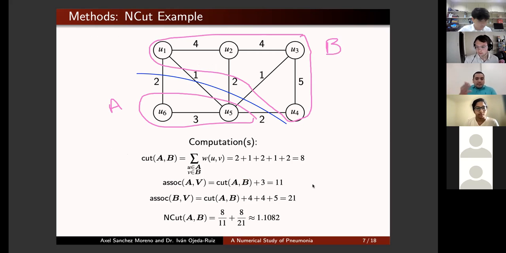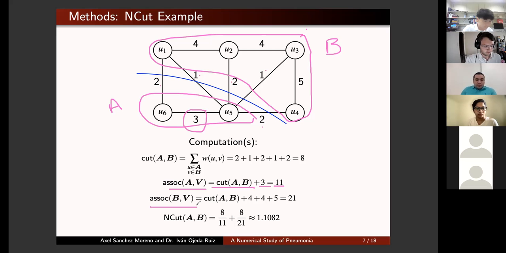All right. So here, the cut between A and B is going to be equal to the sum of all weights between A and B. So here we have 2 plus 1 plus 2 plus 1 plus 2. That right there is equal to 8. The assoc between A and B is technically defined as the sum of all weights that are in the cut between A and B, plus any other weighted edges that are inside A or B. So in this case, for A, that's 3. So 8 plus 3 will be 11.